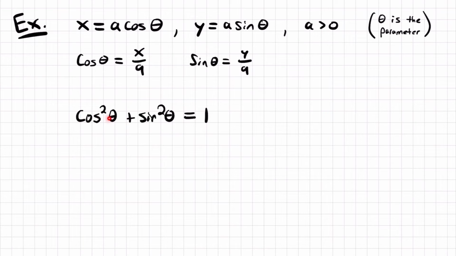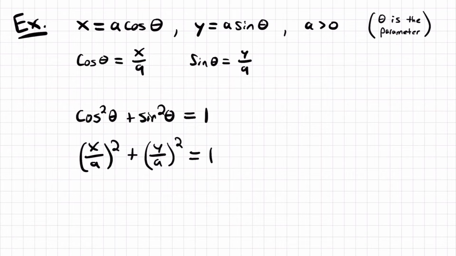Okay, so cosine squared theta will be equal to x divided by a squared, so we'll have x divided by a squared plus sine squared theta, so if we square sine, we'll have y divided by a squared. All right, so we'll have y divided by a squared, and that will be equal to 1. All right, so all we did here was square both sides of these equations, and that allowed us to replace cosine squared and sine squared in this Pythagorean identity with expressions in terms of x and y.